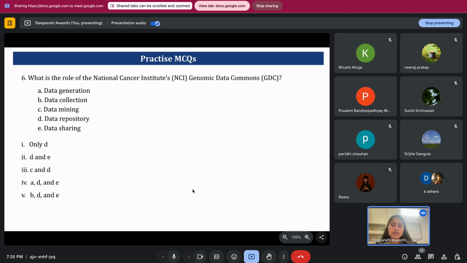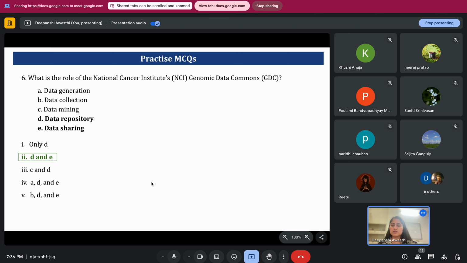So we have looked at this also. D, ma'am. Only D, data sharing. Sorry, data repository. Okay. Anyone else wants to answer? D and E. Okay, D and E, data repository, data sharing. BDE. Okay, data collection, data repository, data sharing. Okay. Okay, so let's see.